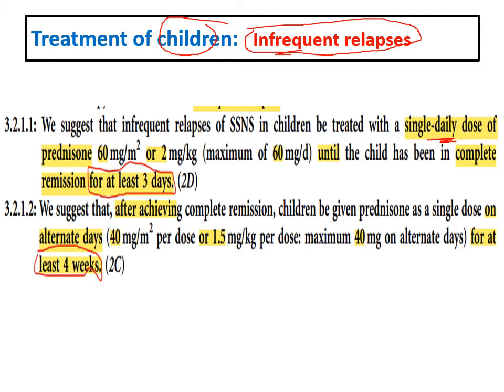هيحصل shifting، هنحول ل alternate day medication بعد ما عمل complete remission، هنخليه يتحول ل alternate day medication، يعني يشتغل يوم او يوم لا، برضه بالسيم دوزز اللي احنا قلنا عليها قبل كده، بال 40 ملغ بير سكوير متر or 1.5 ملغ بير كي جي، والماكسيموم 40 ملغ on alternate day. For how long بقى؟ For at least 4 weeks.